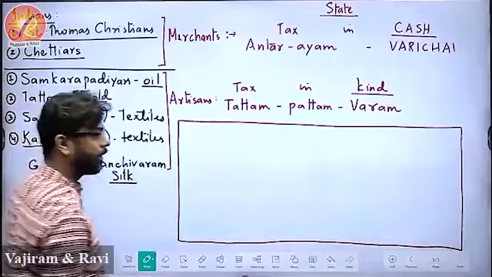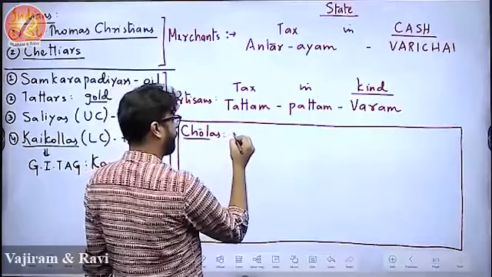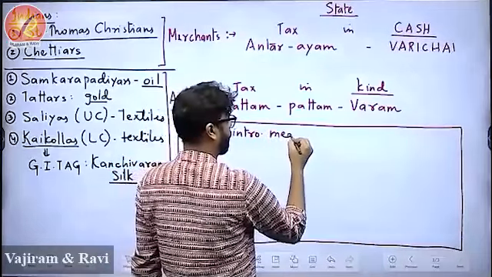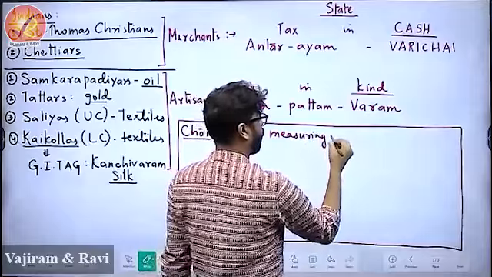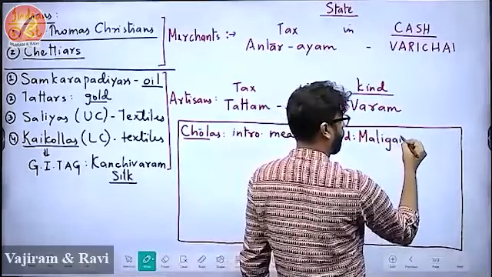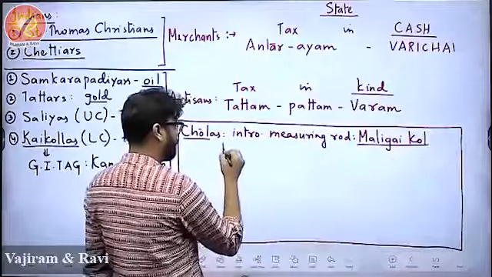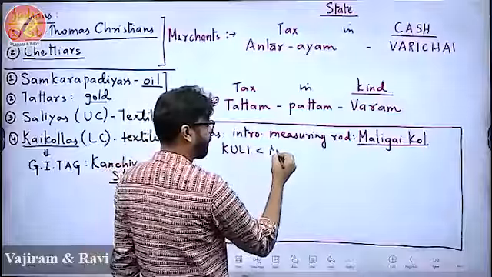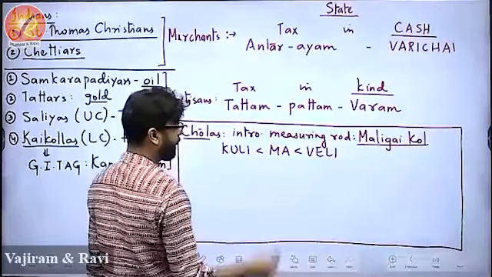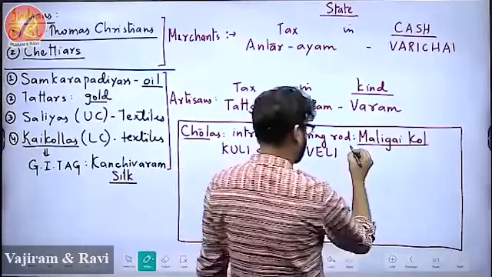But how do you calculate? So it were the Cholas who gave us a measurement unit. They introduced a measuring rod. This rod was called Maligai Kol. That gives you the three most important measurement units of South India. Kuli, Ma, Veli. If you do not understand Kuli Ma Veli, think centimeter, meter, kilometer. So these are the markers of distance.